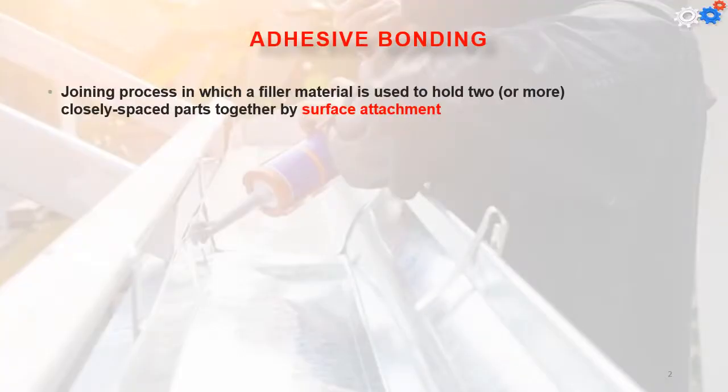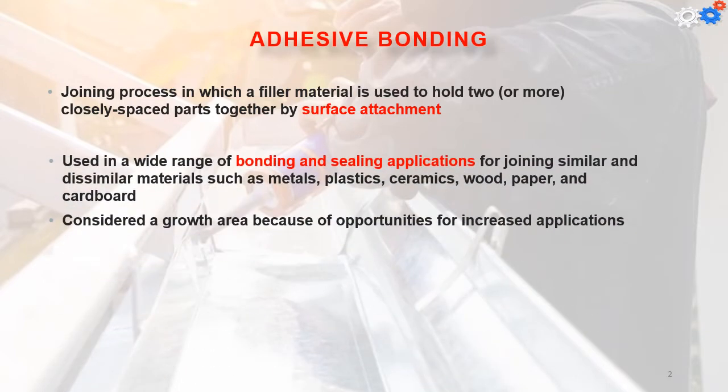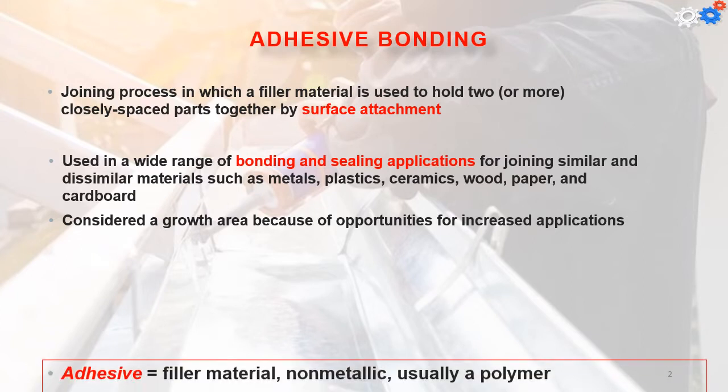Adhesive bonding is a joining process in which a film material is used to hold two or more closely spaced parts together by surface attachment. It is used in a wide range of bonding and sealing applications for joining similar and dissimilar materials such as metals, plastics, ceramics, wood, paper, and cardboard. It is considered a growth area because of the opportunities for increased applications.